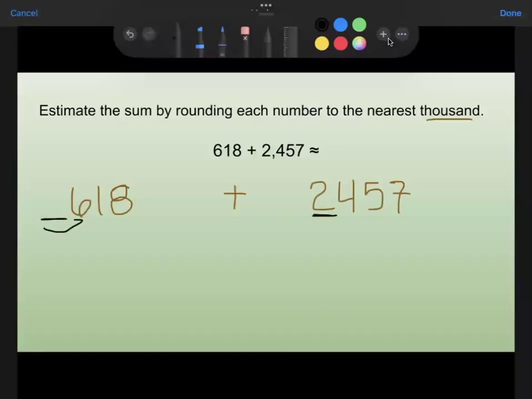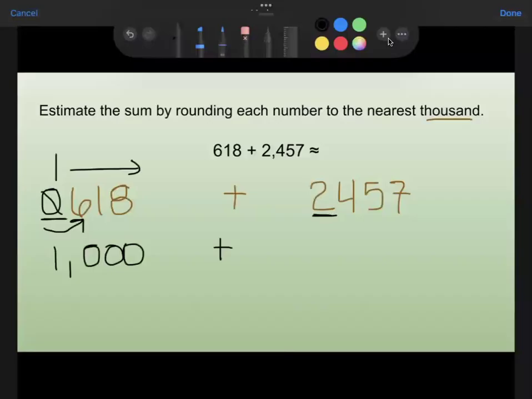Then we would look right next to it, just to the right. If that number is 5 or more, what that means is we raise the number that we're rounding to. So since this is empty, I could put a 0 there. And since 6 is greater than 5, I could raise it up to a 1. Then what happens to the rest of the numbers is they all become zeros. So 618 rounded to the nearest thousand is 1,000. So I'm going to rewrite that, keep the plus.